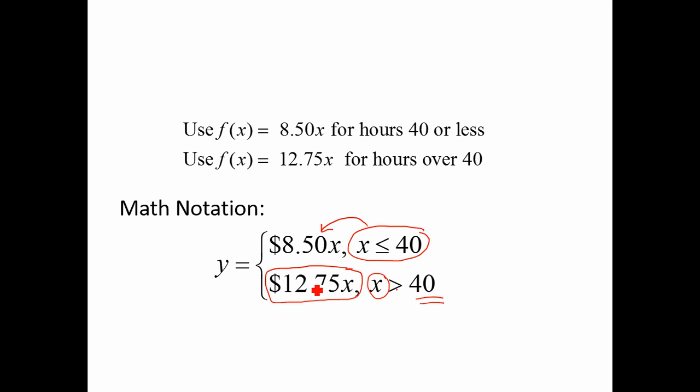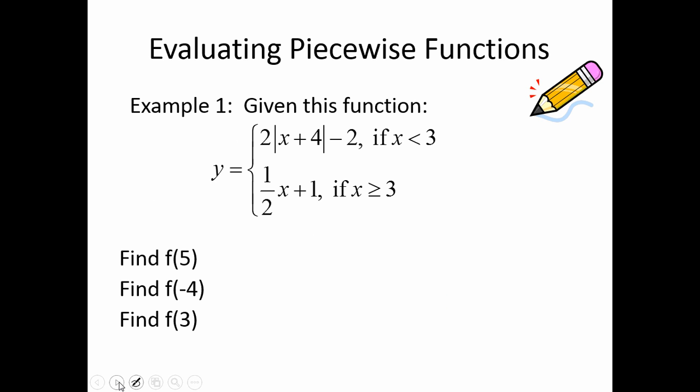So there's two lines here, or two parts, that make up one function to determine your pay. We switch calculations based on the number of hours you worked. And at 40 hours, the function switches. So our work today is going to be interpreting this idea. So in your notes, please write down the example 1 here. We're going to just be working on evaluating piecewise functions today.